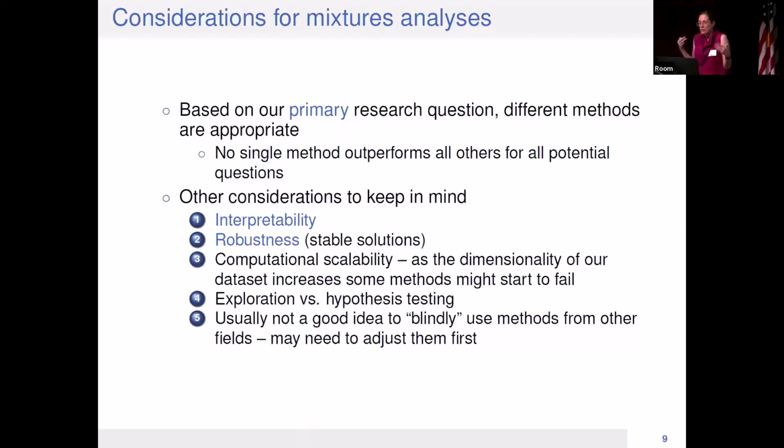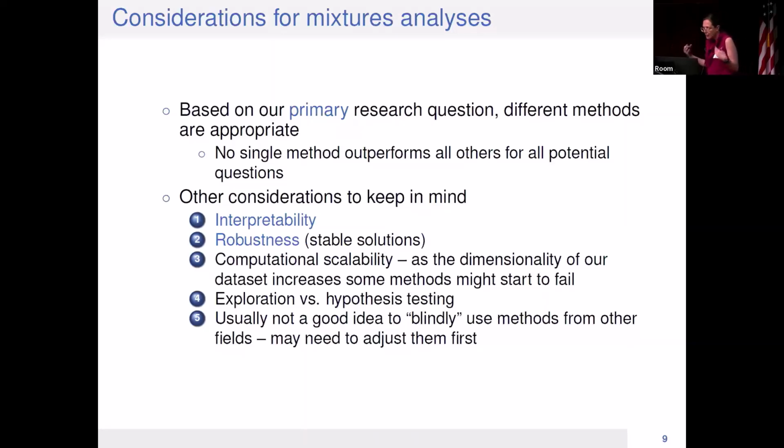Also, robustness. Many methods are not necessarily robust, meaning you change something a little bit and then you get a completely different answer. And maybe that answer looks very interpretable, but if it changes every time, then is it really interpretable? And it's definitely not robust. So when choosing methods, we need to keep this in mind.